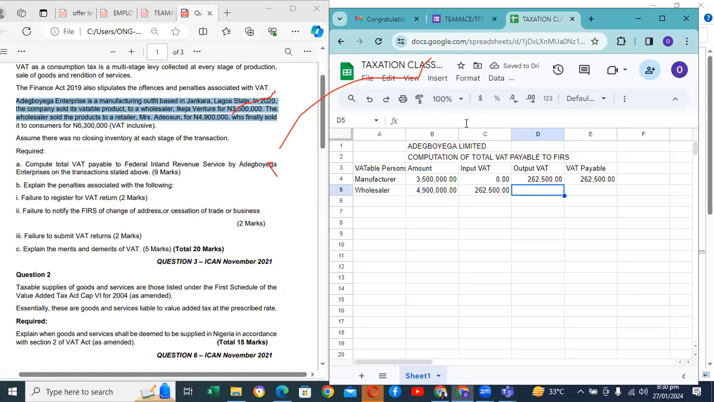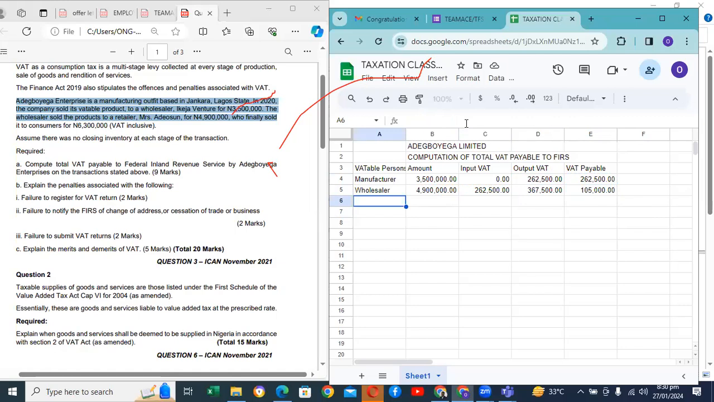Now, you know we said output VAT is on what he sells, Abi. How much did he sell? 4.9. So you do 7.5% of 4.9. So you deduct the two. What do you have? You have 105,000. Do you get it?